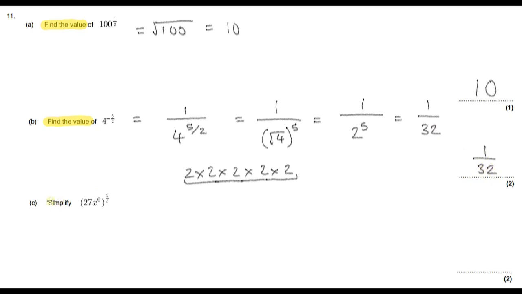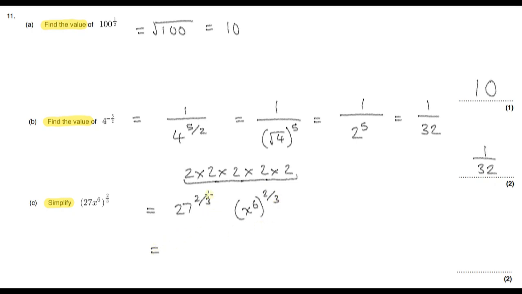And part C, this time we need to simplify. So we've got this expression, 27x to the power 6, and we're raising all of that to the power 2/3. Whenever we've got something in brackets which we're raising to a power, that means that everything in the bracket is being raised to that power. So we've got 27 to the power 2/3, and then we've got x to the power 6, and we're raising that to the power 2/3 as well.